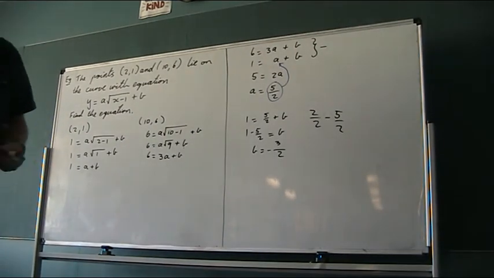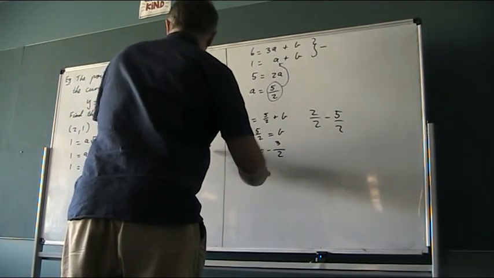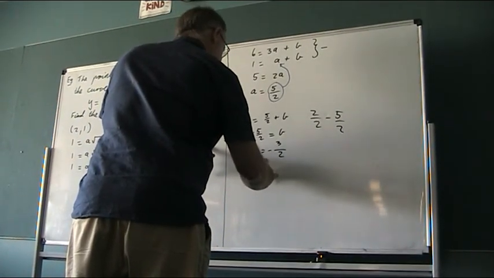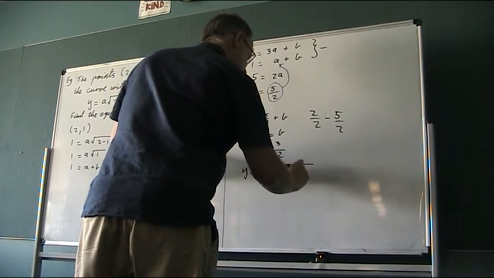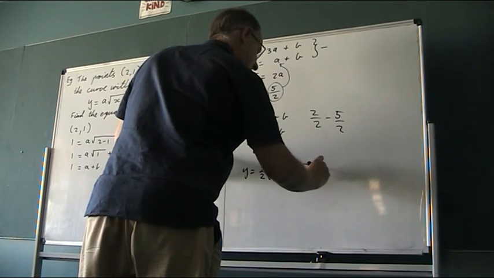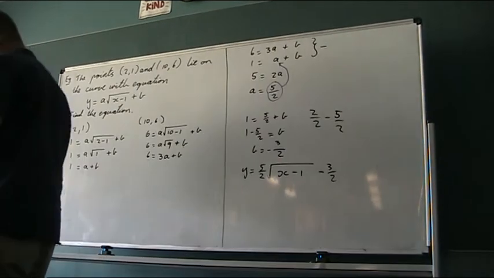Alright, so we're asked what the equation is. So the equation is, the a's at the front, so 5 over 2 times the square root of (x minus 1), plus b, and b is negative 3 over 2. And there's our equation.